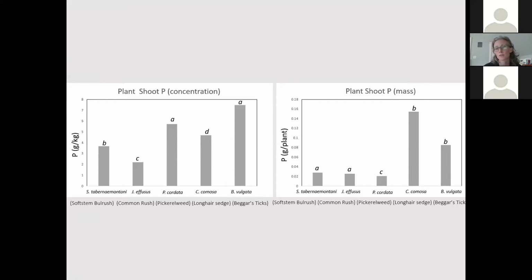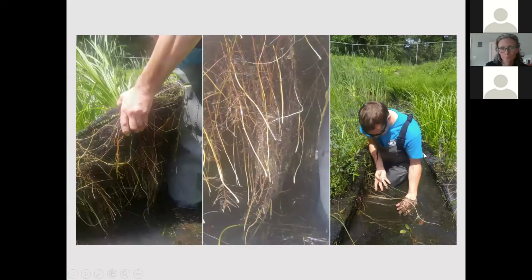But if you multiply that concentration by the total mass, to figure out how much total phosphorus is actually captured inside this vegetation, beggar's tick and pickerelweed don't do so well anymore. Now it's really the long-haired sedge, and I guess beggar's tick is still up there, but the pickerelweed really drops off because it's so small. So it's kind of a twofer. You need a big plant and something that's picking up a lot of phosphorus. And long-haired sedge, again, was doing great.